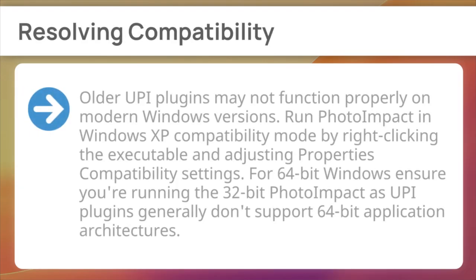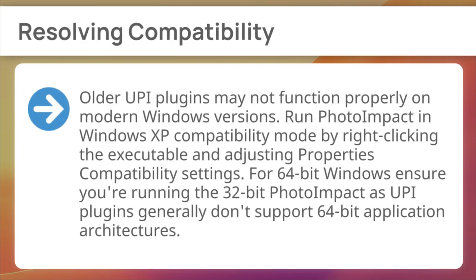Next, resolving compatibility. Older UPI plugins may not function properly on modern Windows versions. Run PhotoImpact in Windows XP compatibility mode by right-clicking the executable and adjusting Properties compatibility settings. For 64-bit Windows, ensure you're running the 32-bit PhotoImpact, as UPI plugins generally don't support 64-bit application architectures.